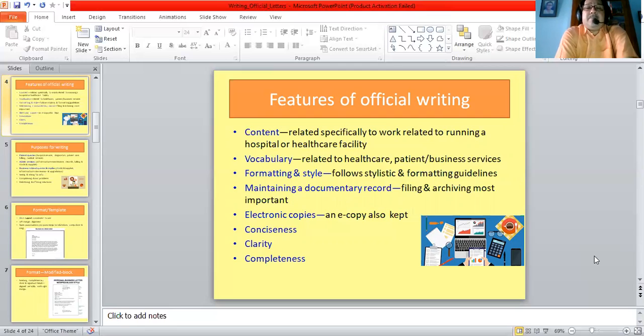But in any case, you have to maintain a good and systematic archive of this correspondence. So electronic copies might be preserved, but you need the hard copies as well, especially for many important letters and contracts, letters from the government, official letters. They are very important, so you would need hard copy as well.